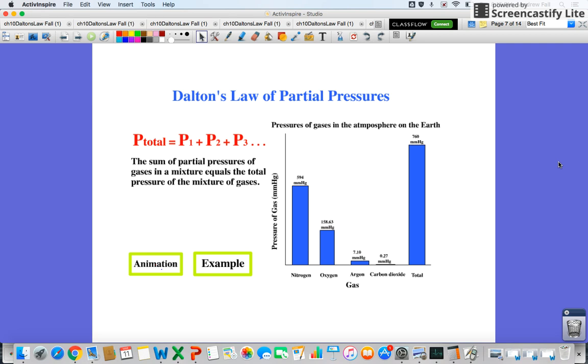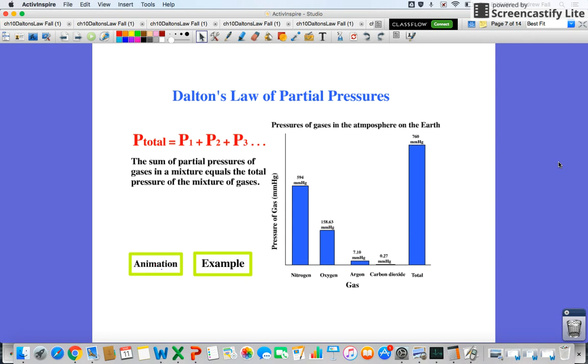In this video, we're going to talk about Dalton's law of partial pressures and how it applies to collecting gaseous samples over water. So Dalton's law states that the total pressure of a gaseous mixture is going to be equal to the sum of the partial pressures that result from each of the component gases in the mixture.